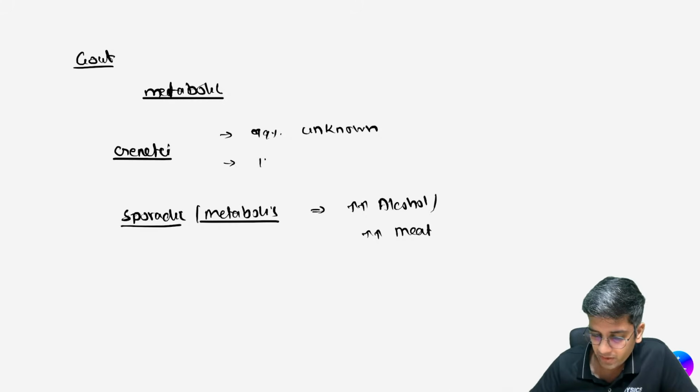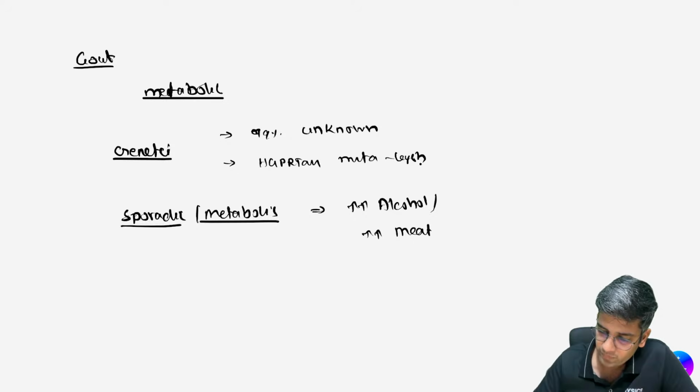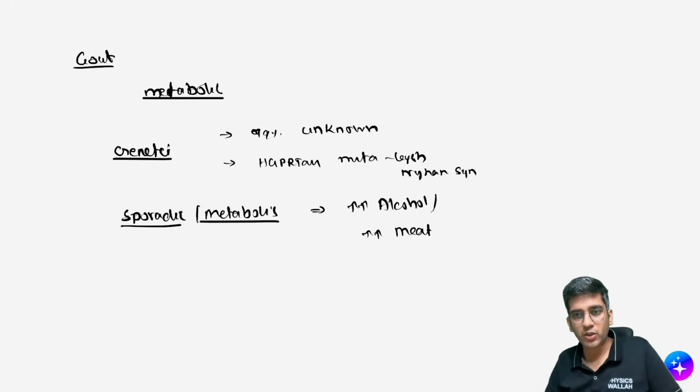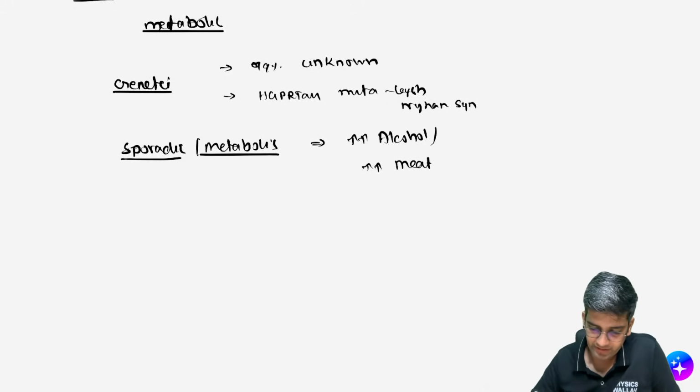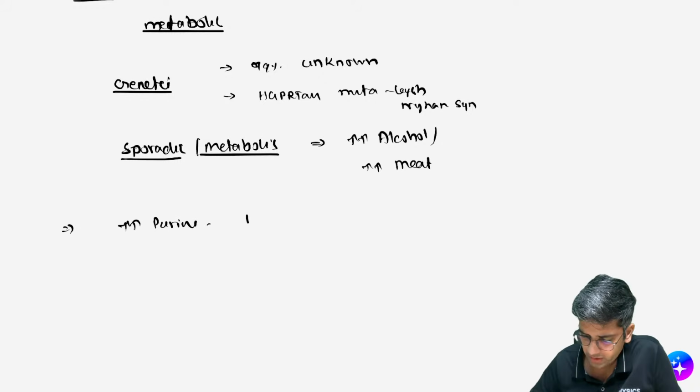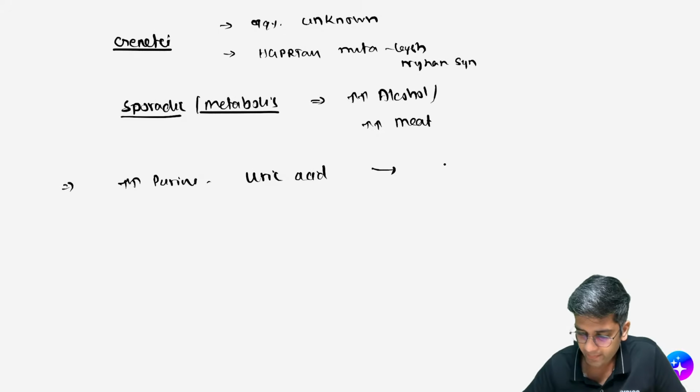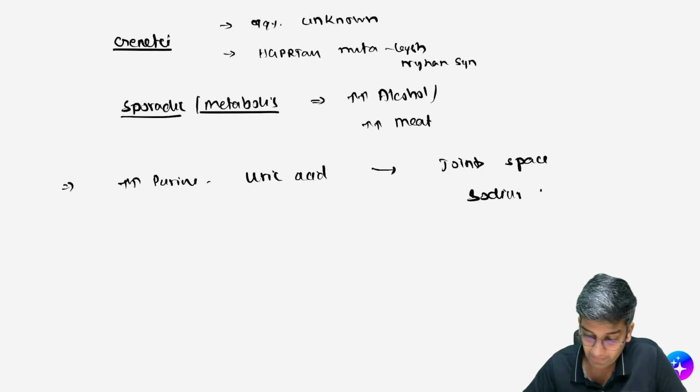Yes, you also have the HGPRTase mutation, which you see in Lesch-Nyhan syndrome. That also is there, which is a known syndrome, self-mutilation along with hyperuricemia and gouty arthritis. Fine. So what happens in gouty arthritis is I'm going to have an excess amount of purine metabolite, that is uric acid. This uric acid goes and deposits into the joint space as sodium urate crystals. The pathogenesis.